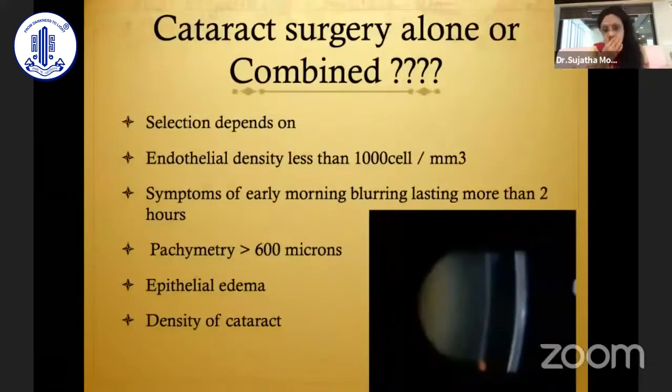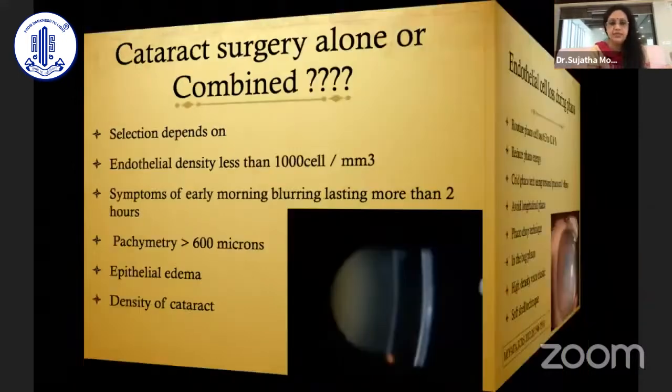However, if you're doing a combined surgery, usually the decision is made upon how symptomatic the patient is, the amount of blurring, whether the pachymetry is more than 600 microns, presence of bullae or epithelial edema, and also the density of the cataract. If the cataract is very dense, you know that the patient is going to lose more endothelial cells, and it's better to do a combined surgery.